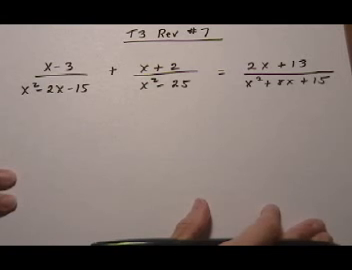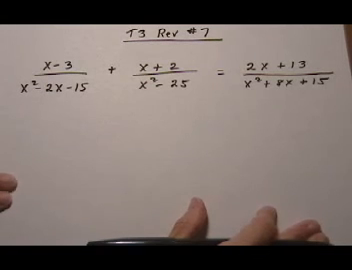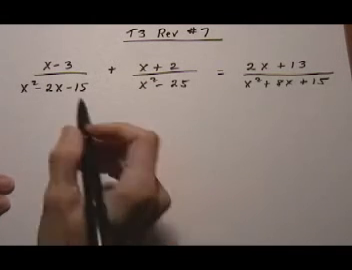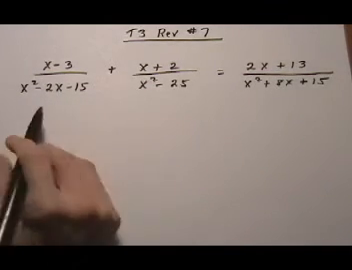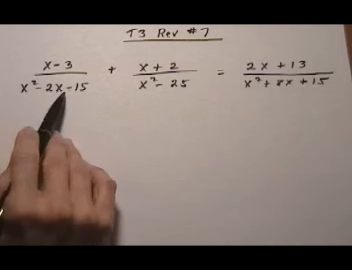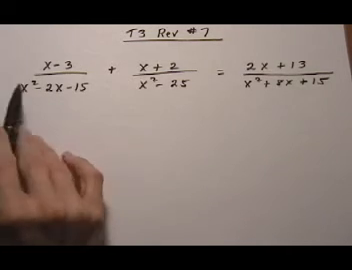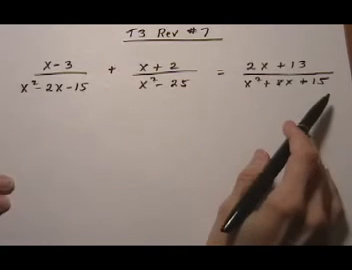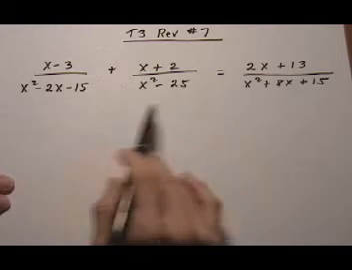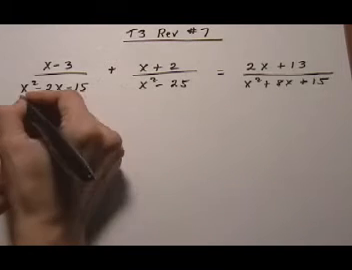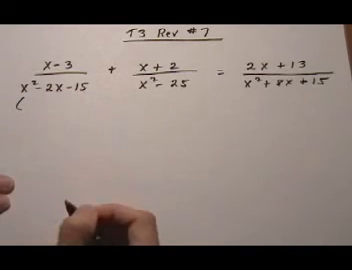Test 3 review problem number 7. Here we have an equation with fractions. So the first thing we're going to do is factor out the denominators because we want to multiply both sides of the equation by the least common denominator so that all the denominators will cancel. So let's factor it out first and then we can build our LCD.